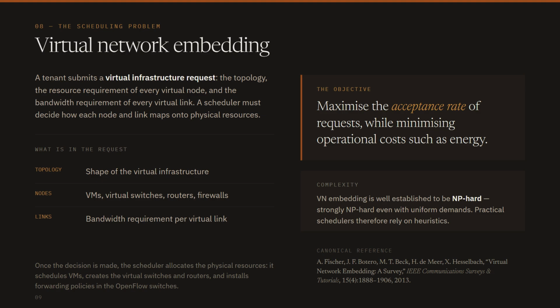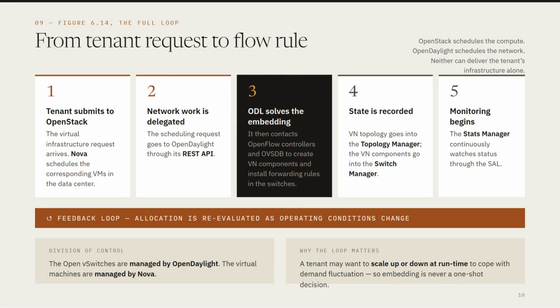The canonical survey paper on this topic is the 2013 IEEE Communication Surveys or Tutorials article by Fischer, Botero, Beck, Demir and Hesselbach. Now we put the entire picture together and follow a tenant request all the way from submission to installed flow rules. Remember the division of responsibility. OpenStack schedules the compute resources, while OpenDaylight schedules the network resources. Neither system alone can deliver a complete virtual infrastructure. The process unfolds in 5 steps.